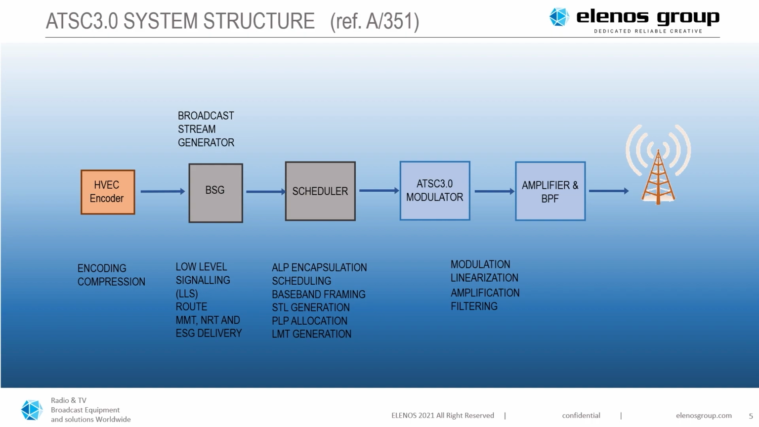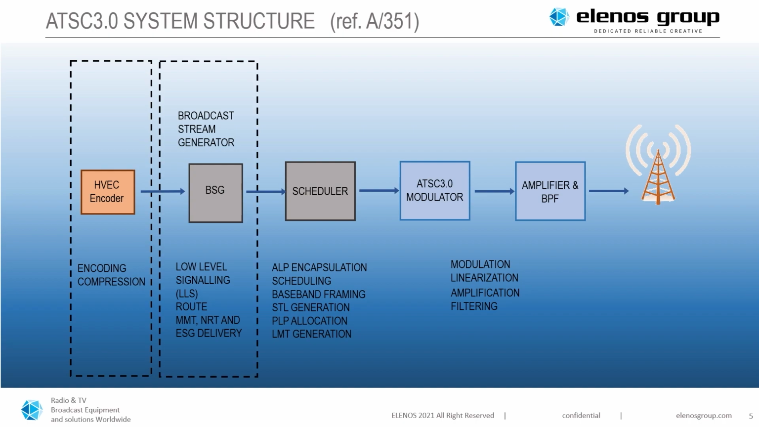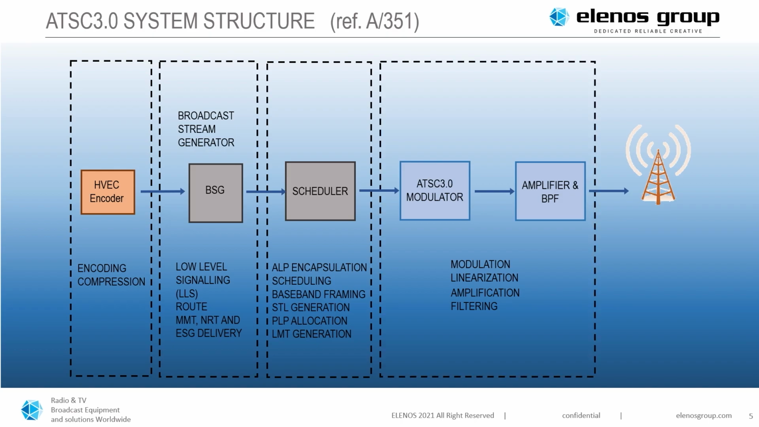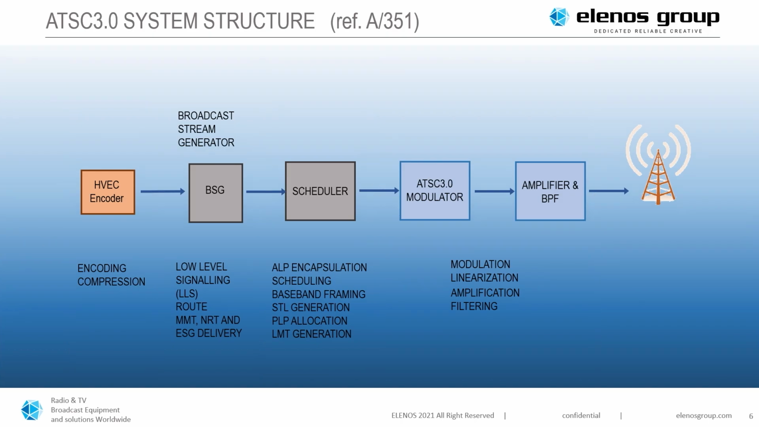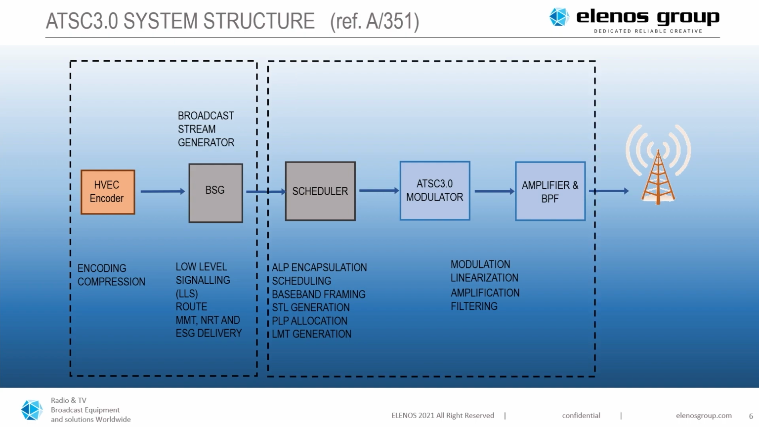This is the actual broadcast chain of an ATSC 3 system. It's not too different from an ATSC 1 system. You have an encoding system, you have a multiplexer in a sense. The middle item here, the scheduler or gateway, that's the new item. That's something that you don't have in ATSC 1. And then, of course, a modulator and a transmitter system.